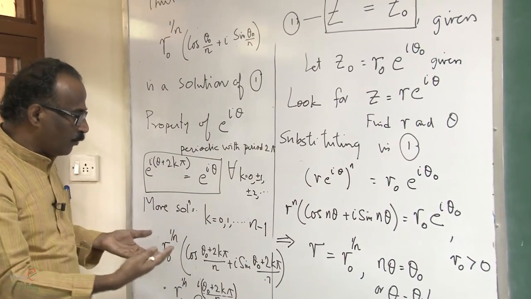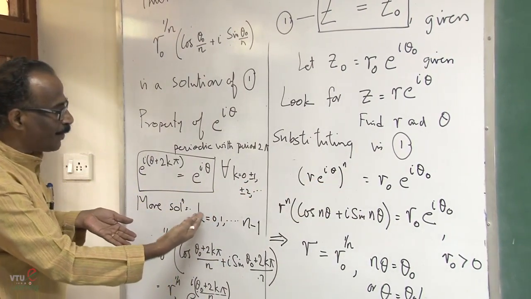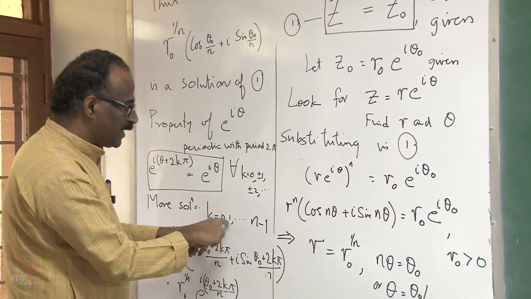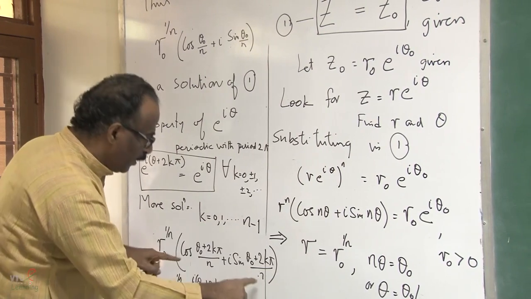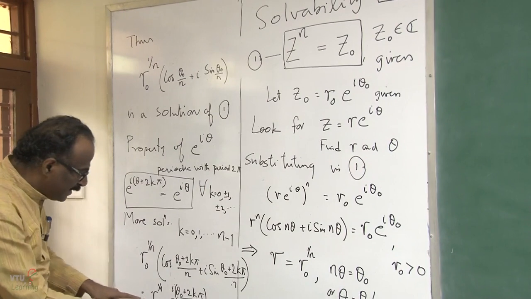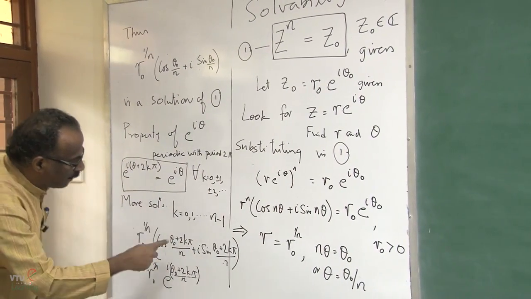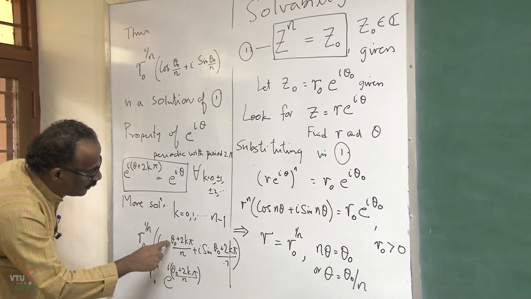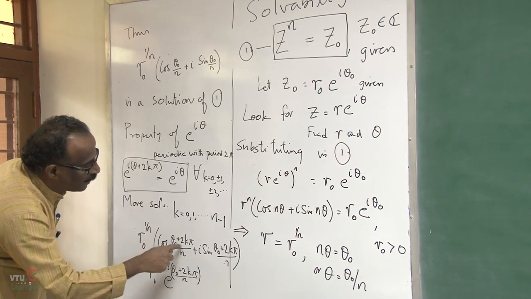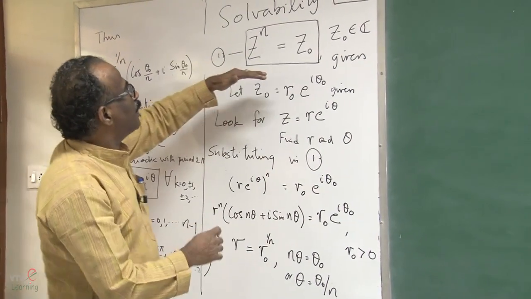You may wonder what happens if I put k = n, n + 1, etc., or k = −1, etc. You don't produce anything new. For the values k = 0, 1, 2, 3, up to n − 1, you get n distinct solutions for this equation, and these are given by that formula. When you substitute any other k, you come back again. For example, if I put k = n, due to the periodicity, this will be nothing but k = 0, both will be the same, and you have n solutions. So that is how we have solved it.